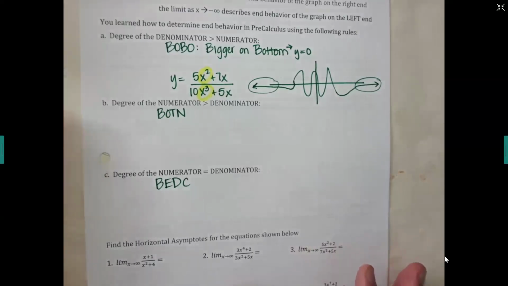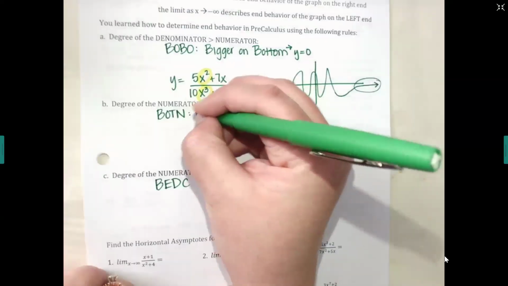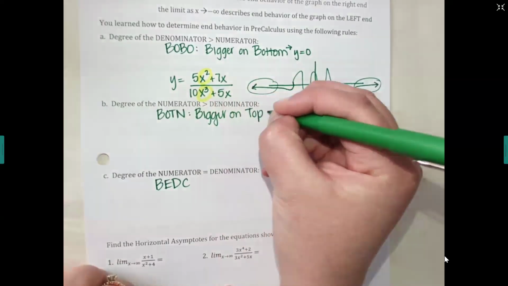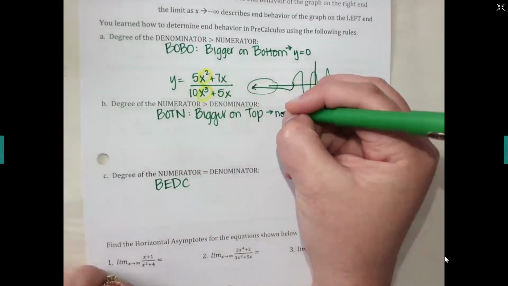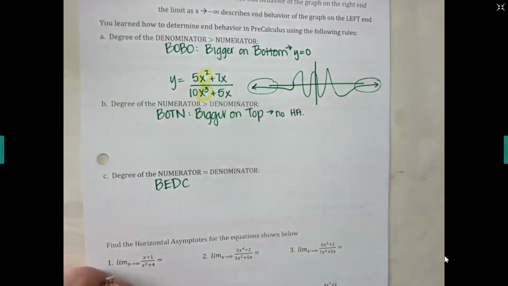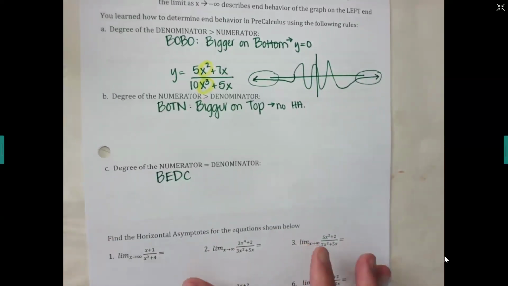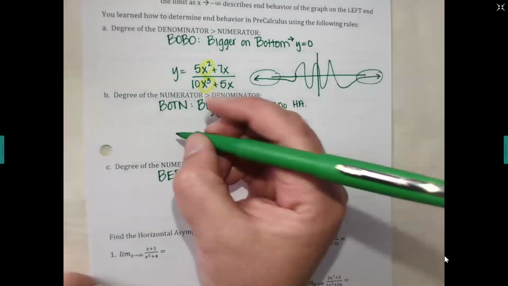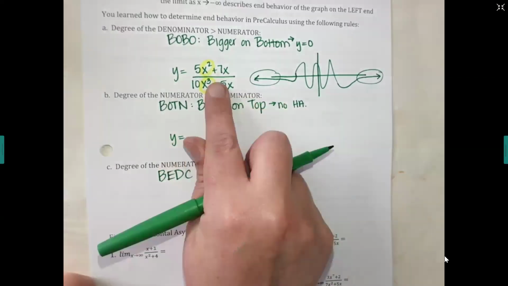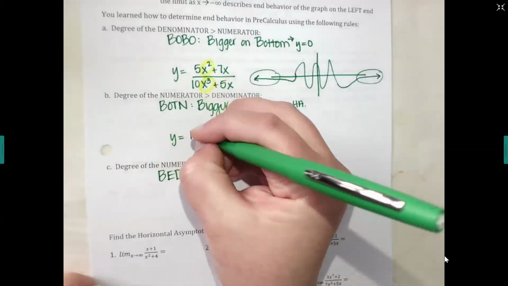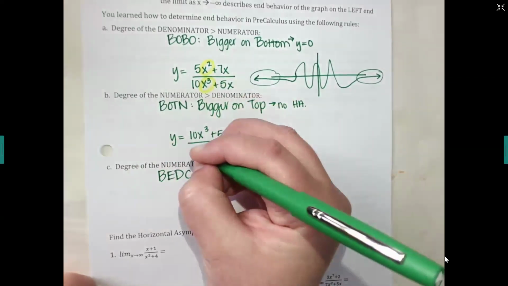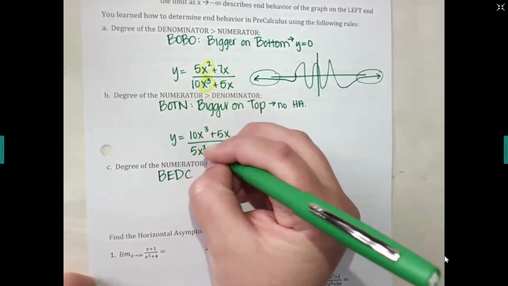Botan. So Bobo's bigger on bottom. What do you guess Botan is? Bigger on top. Very good. So my bigger power is on top. And in that case, there is no horizontal asymptote. I'm going to give you an example of an equation, then an example of a graph. So we're going to take that same equation we just had here, and I'm just going to flip it. So my 10x cubed plus 5x is at the top now, and we'll make it a 5x squared plus 7x on bottom.